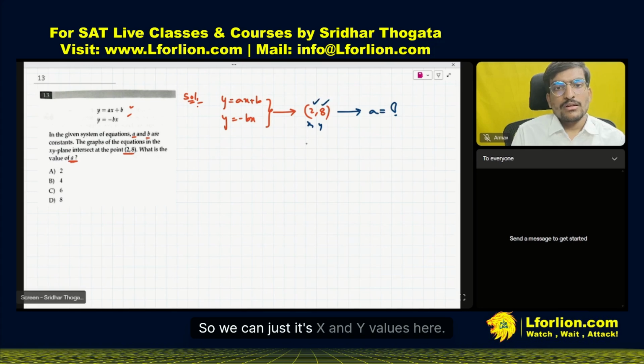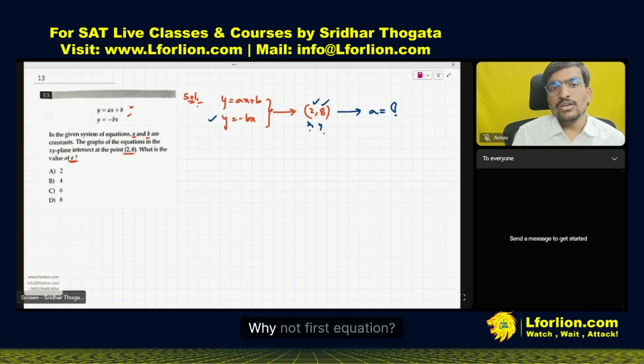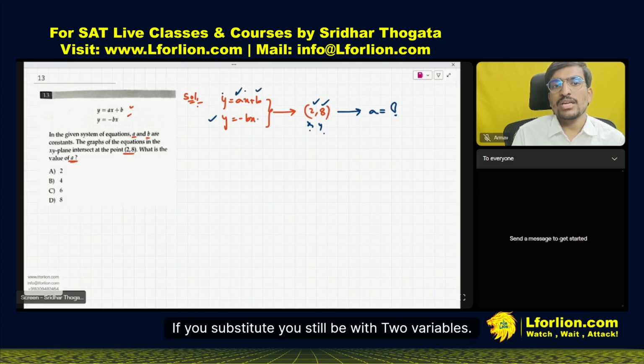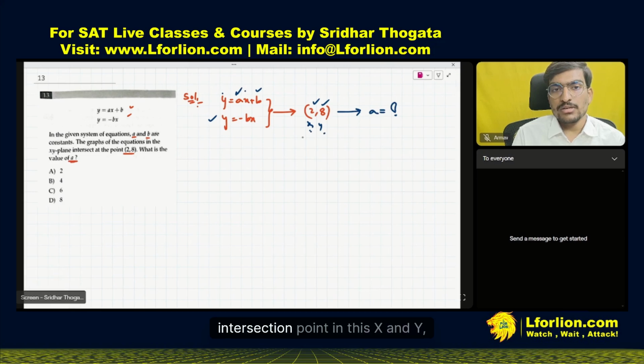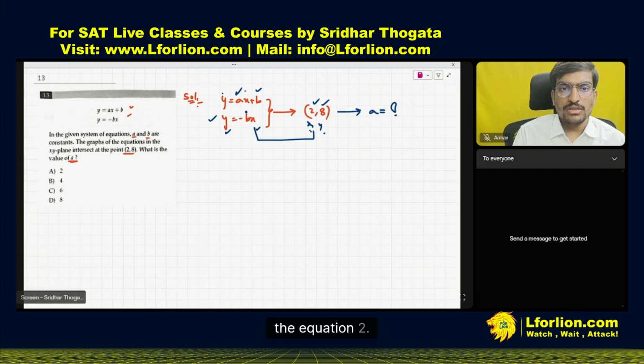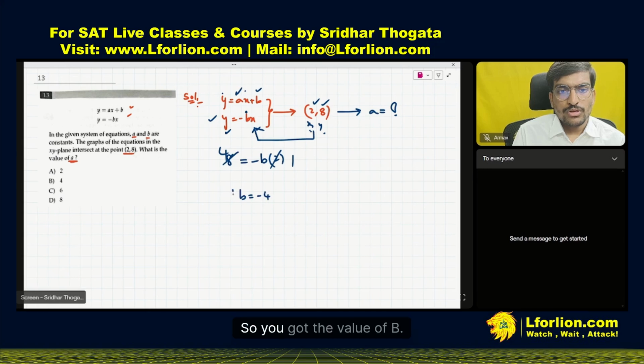So it's the x and y values of the point where they intersect. So we just substitute this point in the second equation. Why not the first equation? Because in the first equation, if you substitute x and y, you'd still be left with two variables. But if you substitute the intersection point in the second equation, you'll get the value of b. So that's why we substitute this in equation 2. In the place of y it's 8, that equals negative b, in the place of x it is 2. So 2 times 1, 2 times 4, b equals negative 4. So you got the value of b.